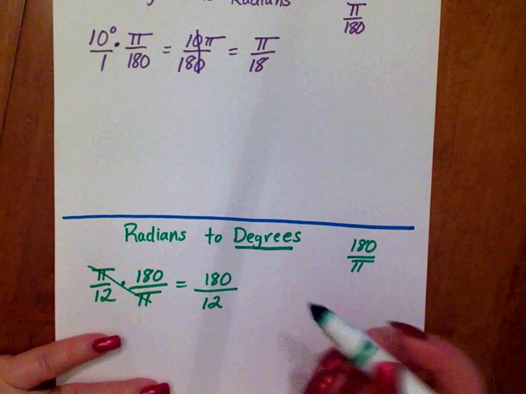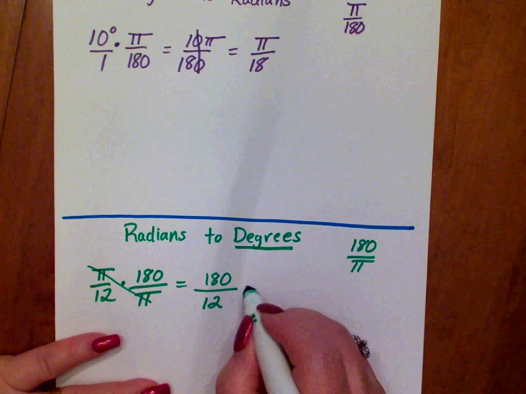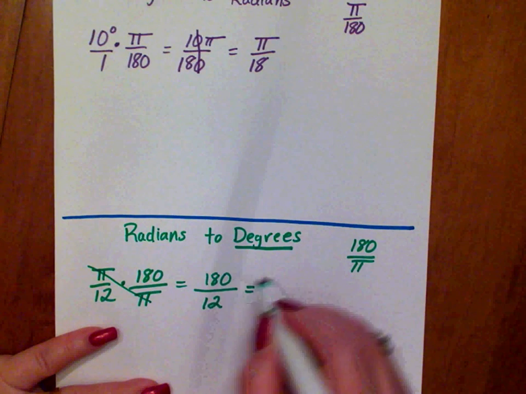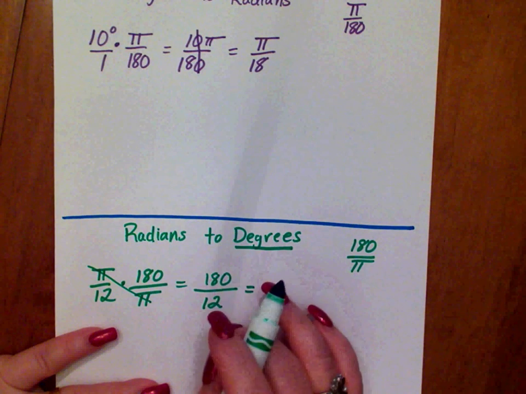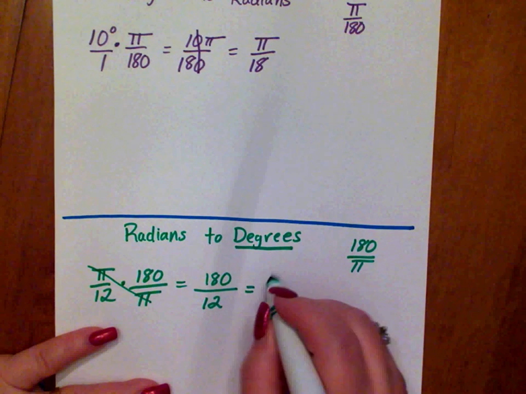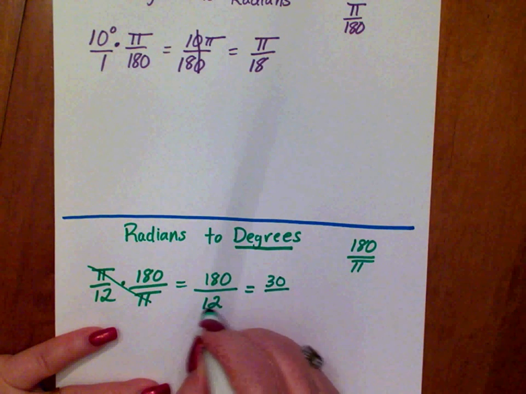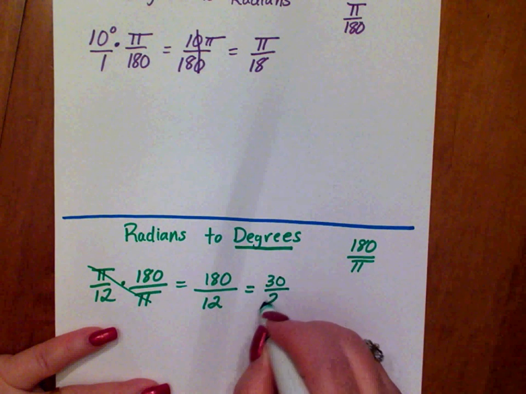So perhaps this is going to reduce. I think 6 goes into both of these. 6 goes into 18. I'm just looking to see if I can reduce this fraction. That's the only thing I have to do. So 6 goes into 18 3 times. 6 goes into 0, 0. 6 goes into 12 2 times.